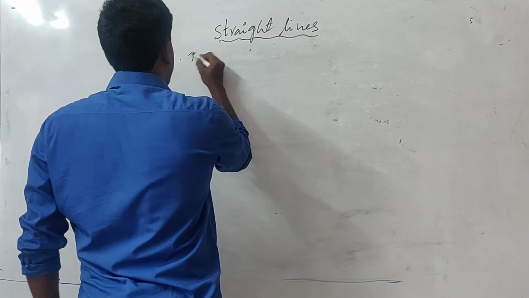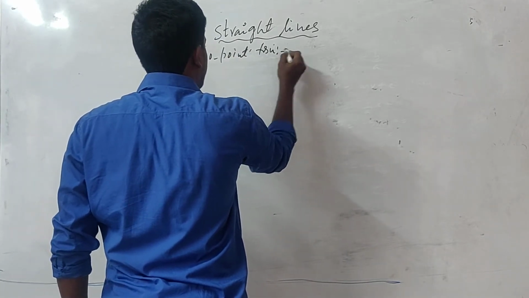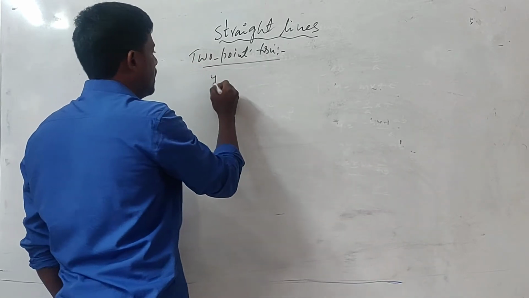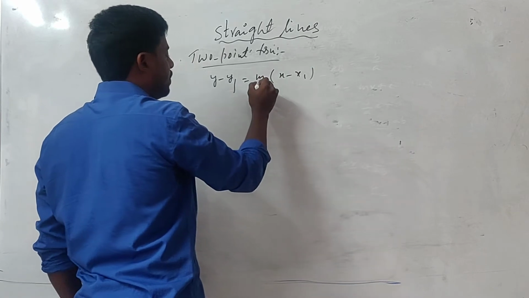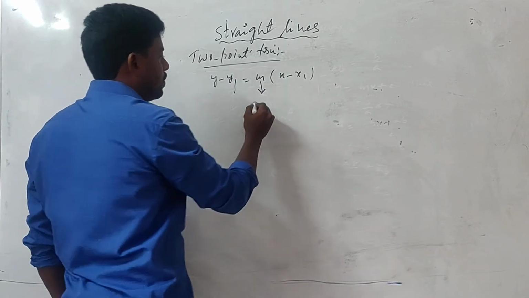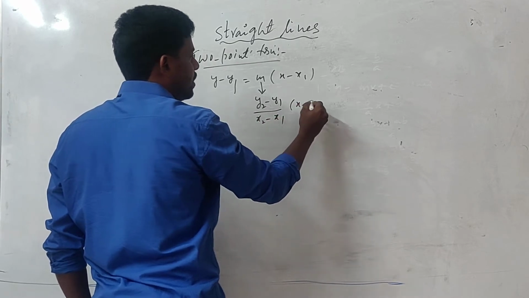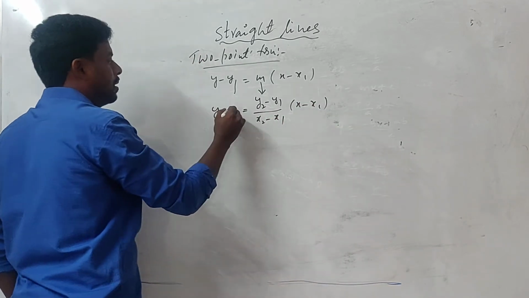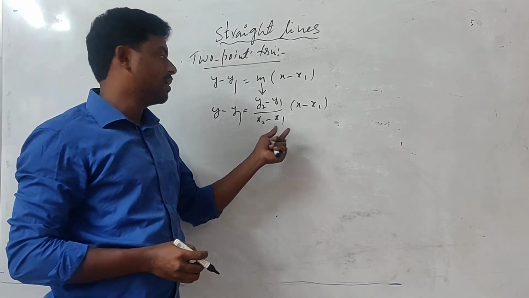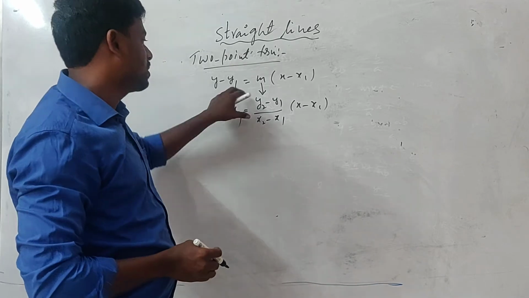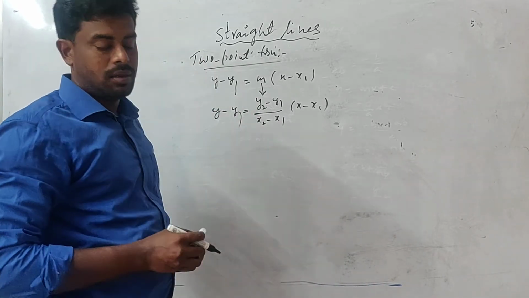Two-point form. If you want to know the two-point form, it is very easy. y minus y1 is equal to m into x minus x1. Instead of m, if you replace y2 minus y1 by x2 minus x1, then y minus y1 equals y2 minus y1 by x2 minus x1 into x minus x1, because this is the slope formula for two points. This is called the two-point form.